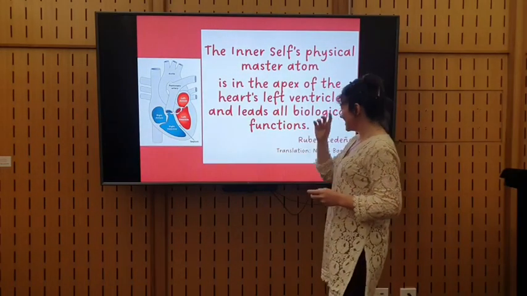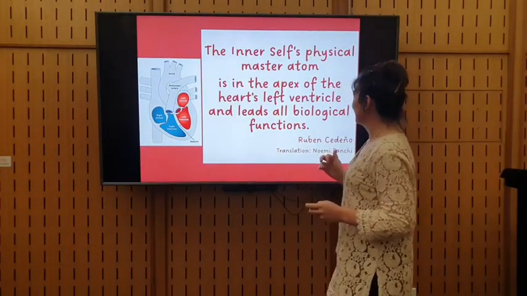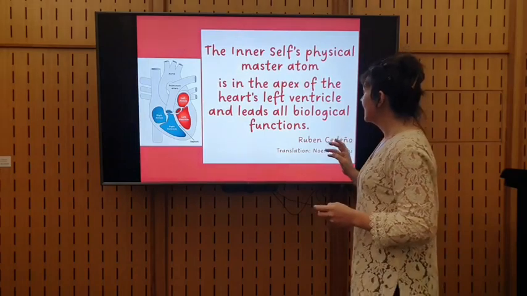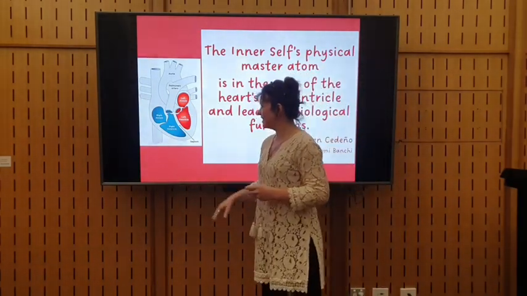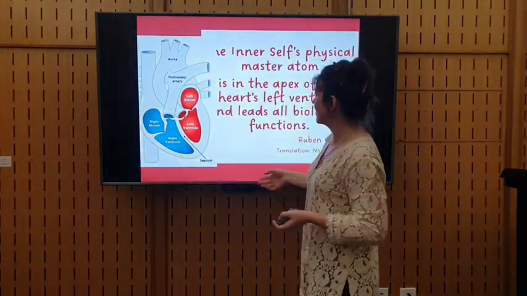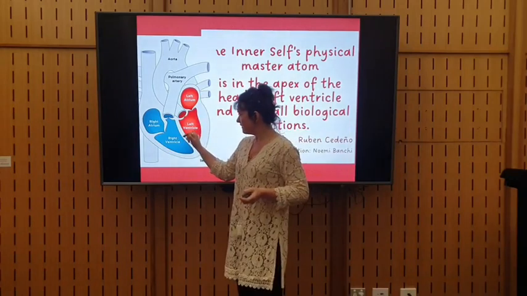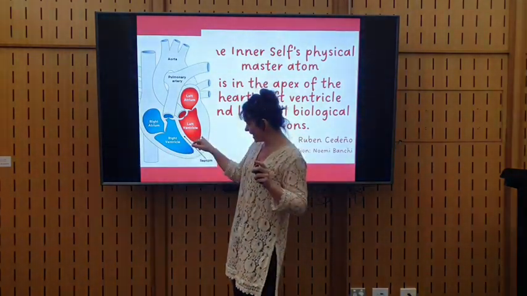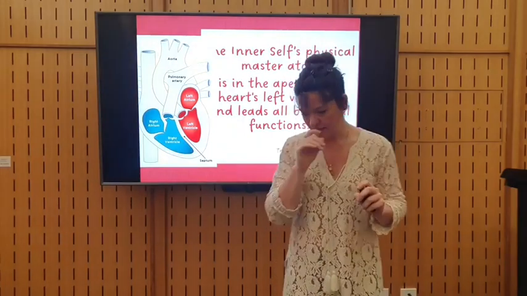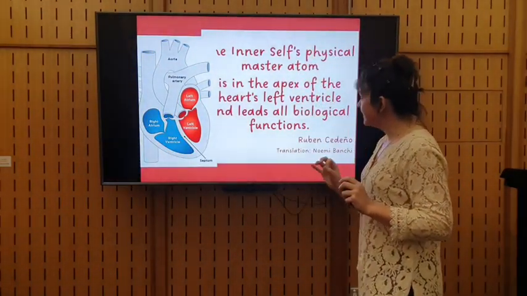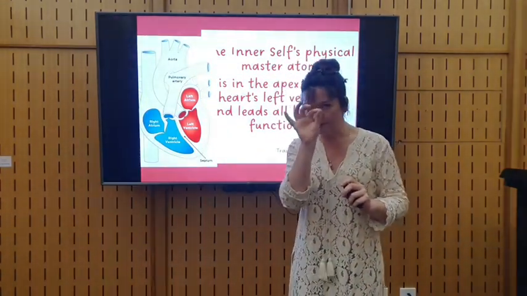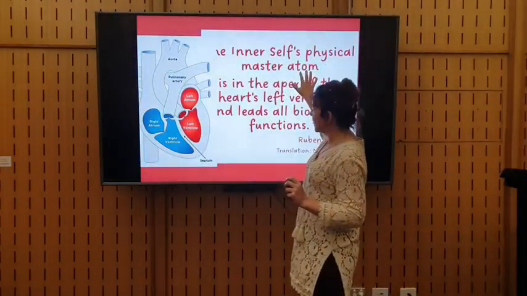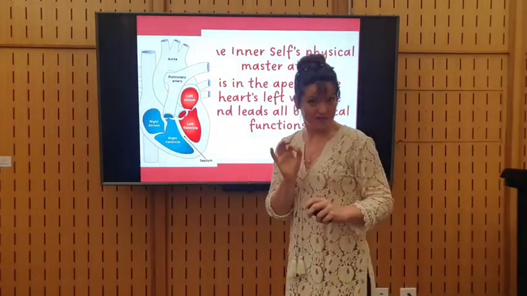And let's talk about the inner self's physical master atom. It's in the apex of the heart's left ventricle and leads all biological functions. This is your heart. Imagine a human heart. Four chambers: left ventricle, two atriums, right or left. The left ventricle in the apex means here, there is the inner self's physical master atom. That little atom, imagine, it's tiny, tiny, tiny atom.